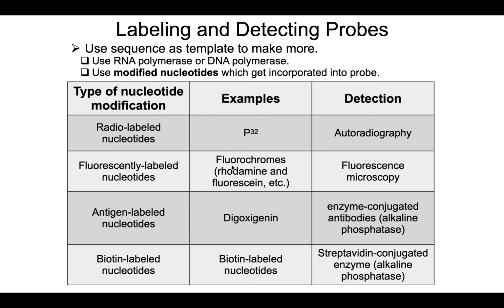Nowadays, we label these probes with nucleotides that are bound to things that we can detect in ways other than radiation, so fluorescence, for example, or enzyme conjugated antibodies. These are ways that we can detect these things more safely. You don't need to know the details about these detection mechanisms. You just need to know that we're making probes using nucleotides that have been modified in such a way that we can identify where those probes are within a cell or on a blot.